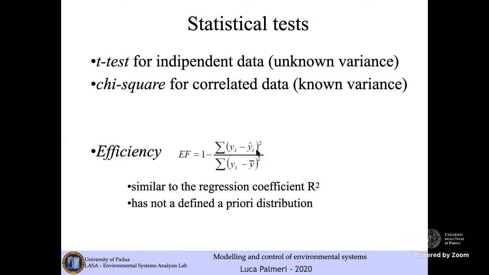The Nash and Sutcliffe efficiency is similar to the regression coefficient R squared, which you may find, for example, in Excel. It does not have a defined a priori distribution, but is by far, as I anticipated, the most used tool for evaluating the performance of a model.